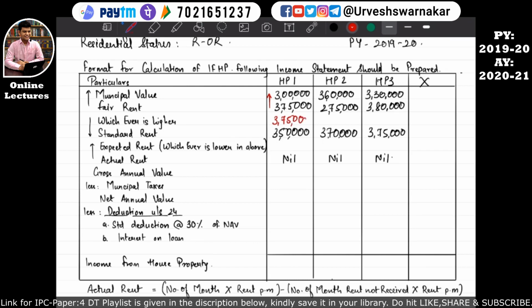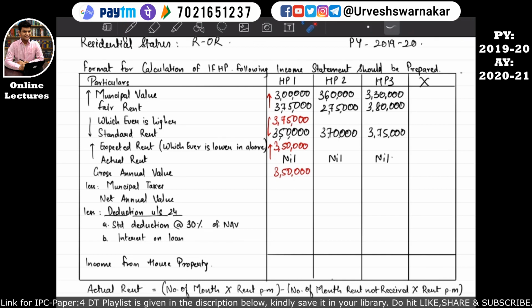3,75,000 will be compared with the standard rent. Whichever is lower out of these two will become our expected rent. That means 3,50,000 will become our expected rent, and that means our gross annual value will become 3,50,000. How come? 3,50,000 compared with actual rent, that is nil, will equal 3,50,000 only. So the gross annual value is 3,50,000. Municipal taxes details are given in the question, but we will calculate them later. First we will calculate GAV for all the 3 house properties. I hope this is quite clear to you all.